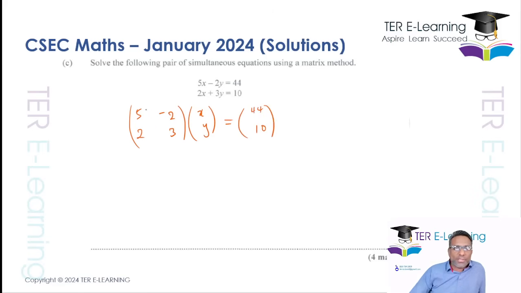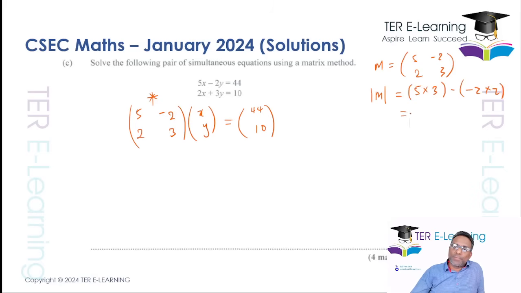Now, what is of interest to us here is this matrix here. We need to find the inverse of that matrix, right? So let's call that matrix M. And this is 5, minus 2, 2, 3, right? So the determinant of this matrix is going to be 5 multiplied by 3 minus 2 multiplied by 2. So this is 15 minus 4. So that's what, 19, right?